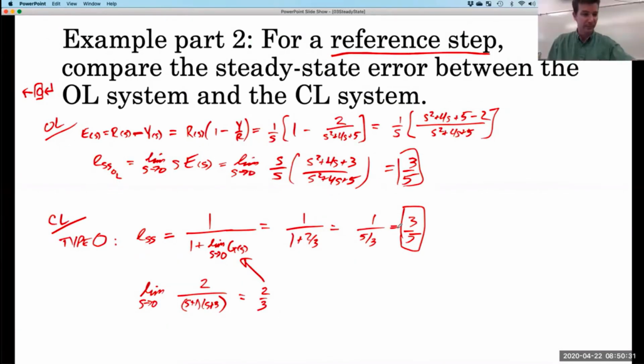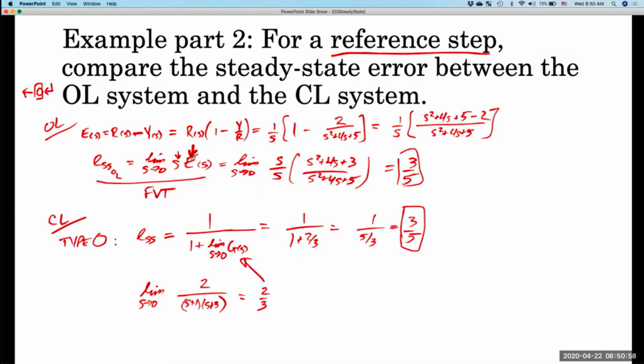Yeah, go ahead. For the open loop, because the denominator order was s squared, that's why you have to take the limit of s approaches 0, s times E of s? No, this is just a general statement. This is the final value theorem. If I want the final value of this guy in the time domain, I have to look at s times its Laplace transform as s goes to 0. Okay, thank you. Yeah, I forgot about the final value. Okay, cool.